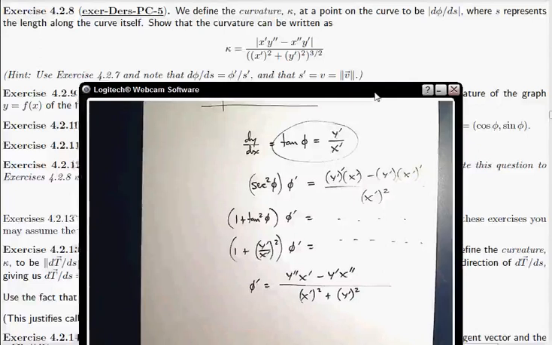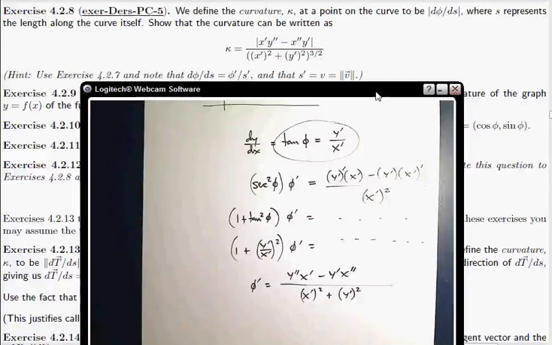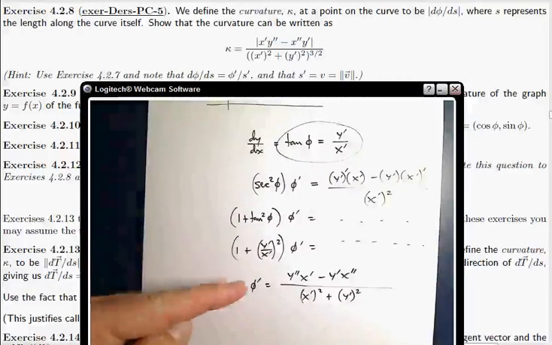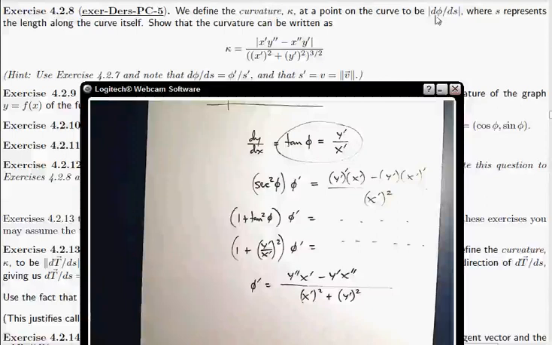Okay, so for number 5, PC5 here, this is not all that different. Notice what we've computed up here in the previous problem. Here, we've computed d phi dt, right? The curvature is d phi ds, and we're supposed to use these facts down here to relate those to each other.